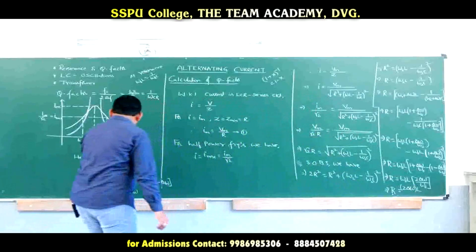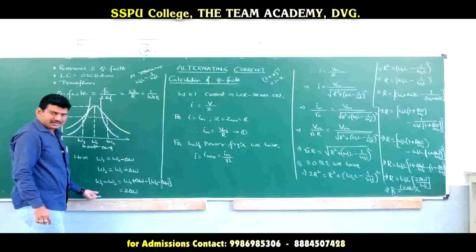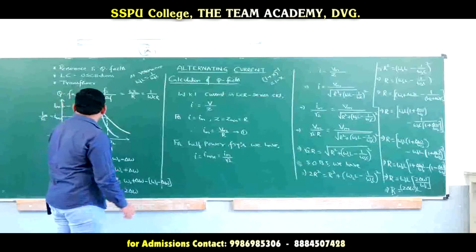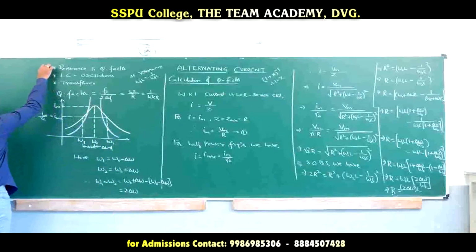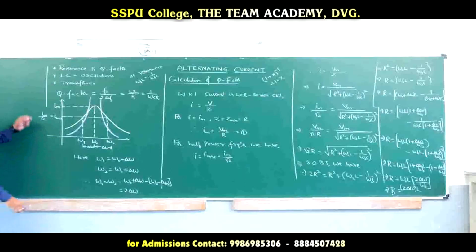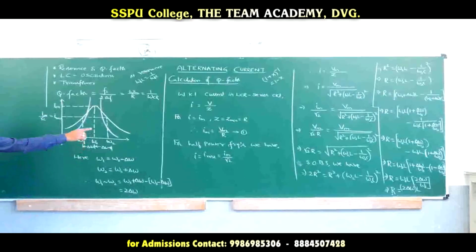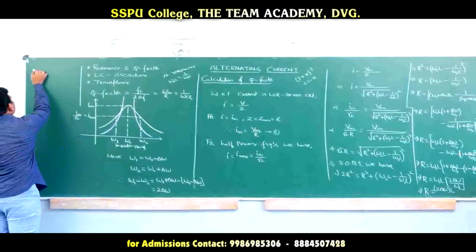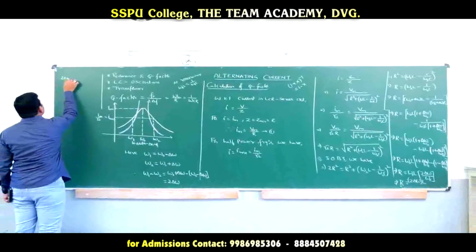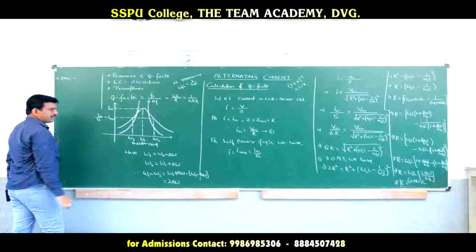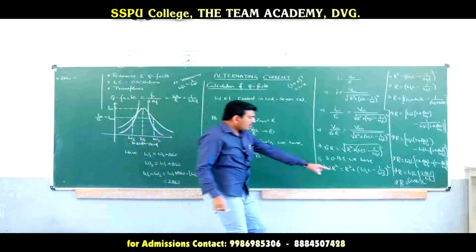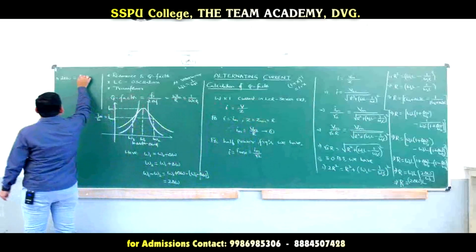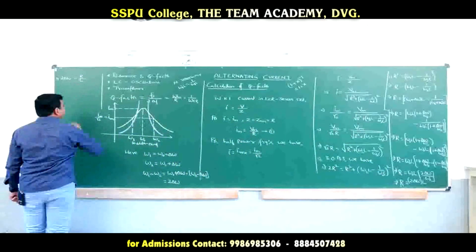But what is this 2 delta omega? The 2 delta omega is nothing but the bandwidth. What is the 2 delta omega? It is nothing but the bandwidth. Therefore, what I can do here, you see here. From that, I am having R is equal to 2 delta omega into L. Therefore, from this equation 2 delta omega is equal to R by L. Yes or no? This is equal to R by L.